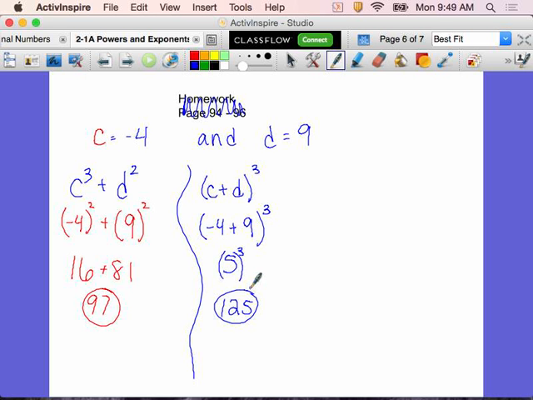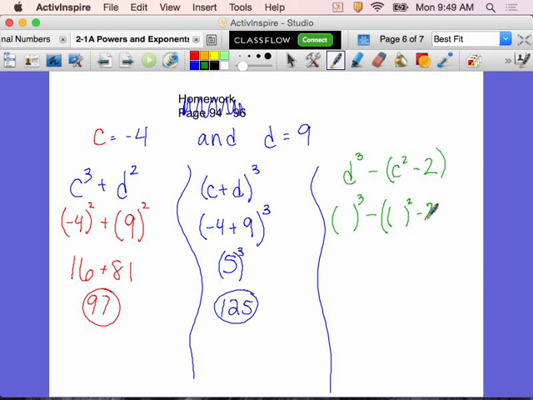All right, last one is D to the third power minus C squared minus 2. Okay, so making sure you're thinking about these variables as fill in the blanks. So D to the third power minus C to the second power minus 2. So there's a whole bunch of grouping symbols in there now. So D, which was 9, and C, which is -4.